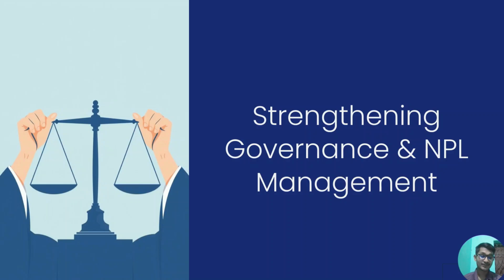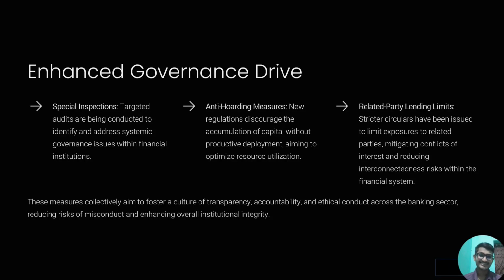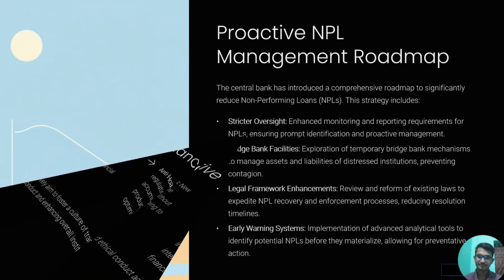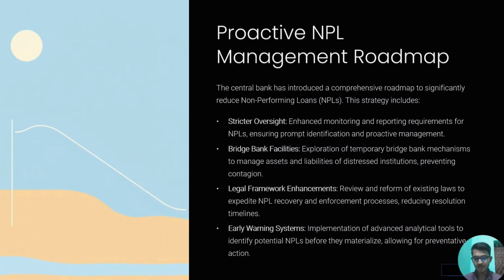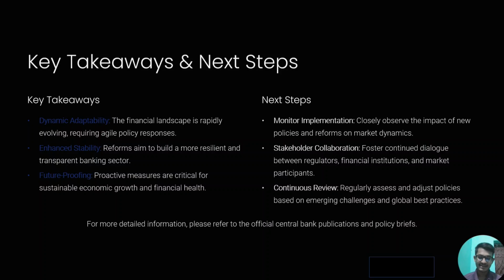Strengthening governance and non-performing loan management. Enhanced governance drive: special inspections are happening to improve governance and accountability in banks. Non-performing loans: a strong plan is in place to reduce non-performing loans. This includes better monitoring and faster recovery. The key takeaway is that our financial system is becoming more adaptive, transparent, and stable. All these steps are about preparing our economy for future challenges.